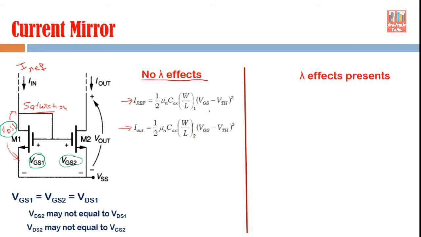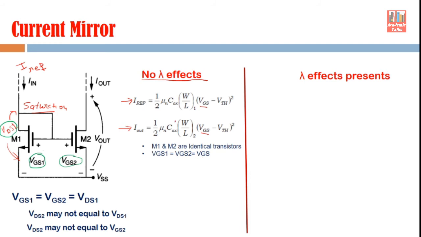So here you can see VGS and VGS. We are not mentioning VGS1 and VGS2. Why? Because the gates of these two devices are connected together and sources are also connected together. So the gate source voltage is the same for these two devices. And M1 and M2 are also identical devices. Since they are identical devices, this mu naught C ox parameter, that is actually your K prime, is the same, and the gate source voltages of these two devices are also equal.